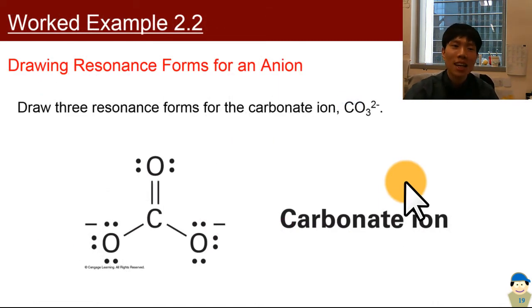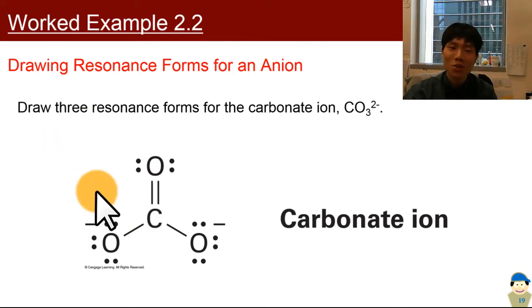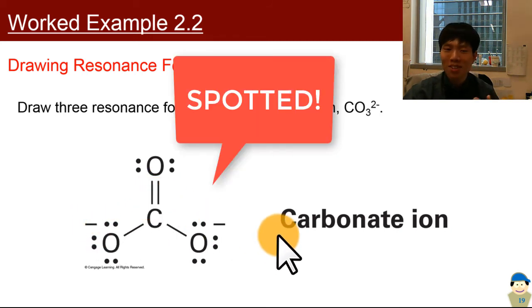Now some practice. Let's draw the resonance forms for this anion here. Your carbonate, a very natural ion. Let's draw the 3 forms. We're very kind to you, we tell you there are 3. So please draw them. Spotted right? Negative, lone pair, pi bond. You can get it right. Give it a try.